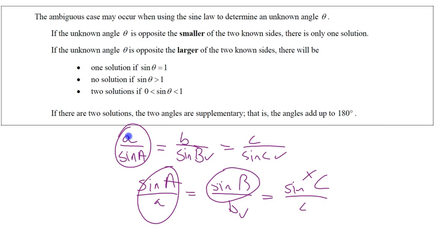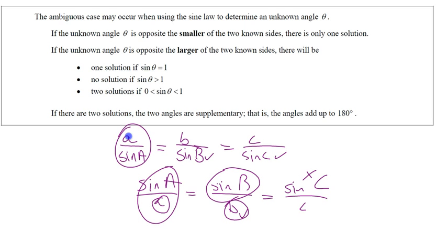If the unknown angle is opposite the smaller of the two known sides, okay? So we know two sides. Remember, we know two sides, right? You've got that and you've got this side. If you have the smaller of the two sides, then you know that has to be an acute angle, right? Like the largest side is opposite the largest angle, right? We know that in a triangle. Largest side, largest angle, smallest side, smallest angle, middle side, middle angle. So if the largest angle is obtuse, then the other two angles must be acute. If the largest angle is acute, then the other two angles are also acute, right?